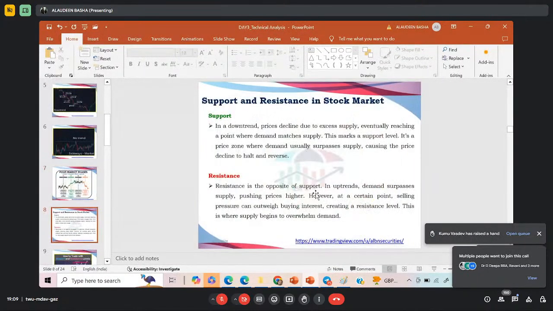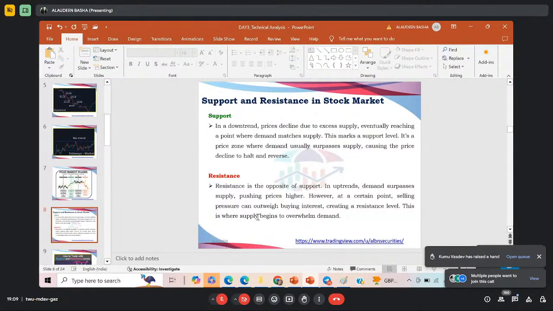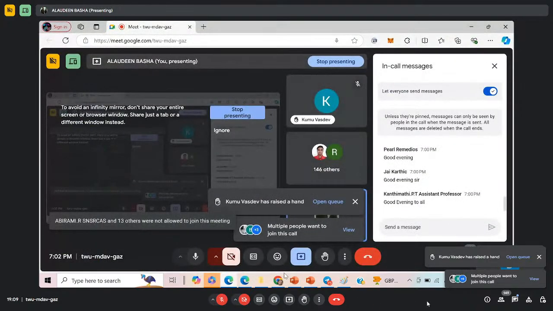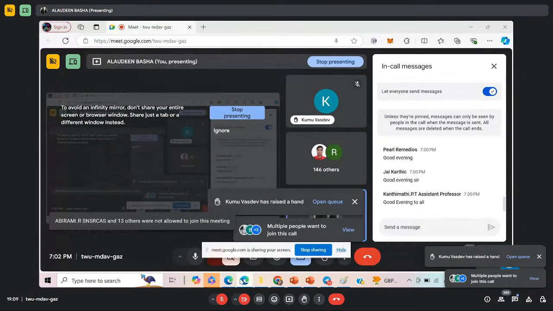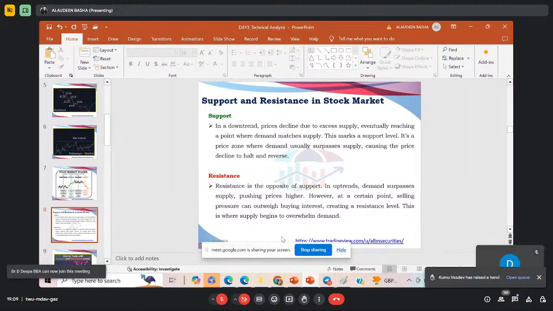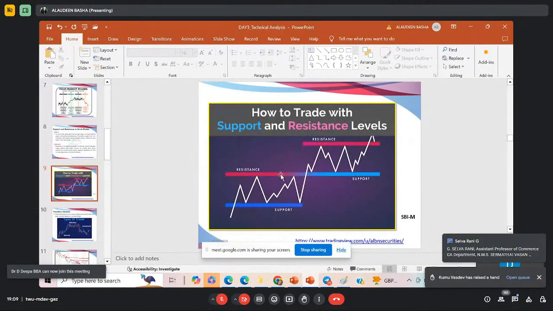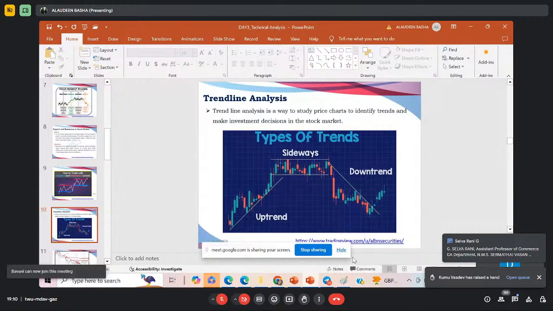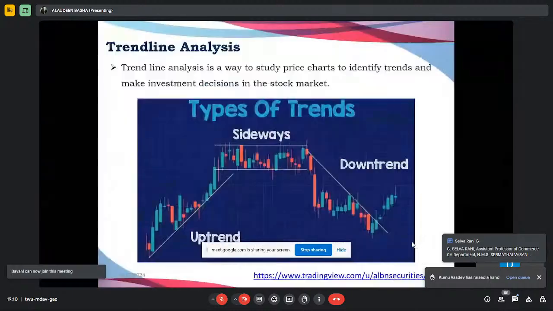Before going to trend line, we'll find out the support resistance. It's a very important one. Based on the support resistance, we can find out the exact value of the particular stock and predict its future value. Okay. So this is support and this is resistance. And third one is types of trends: sideways, uptrend, and downtrend.